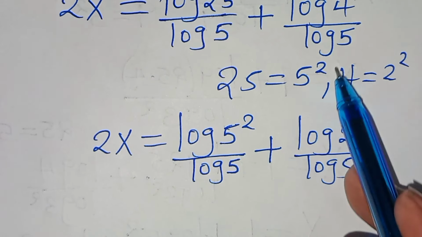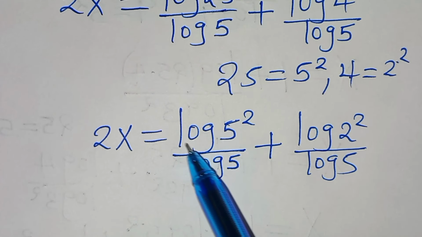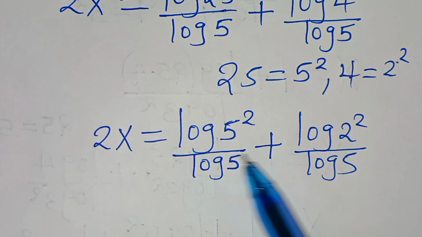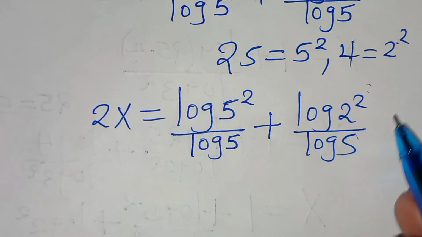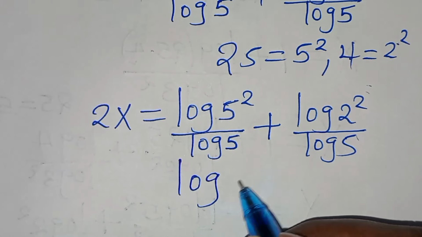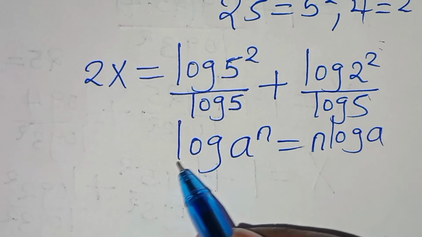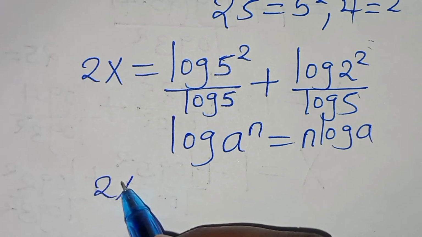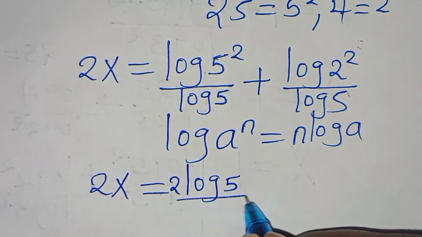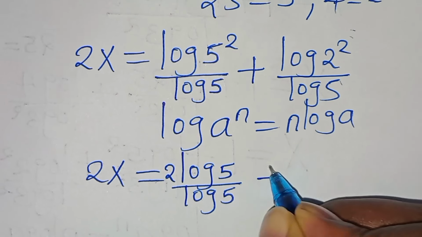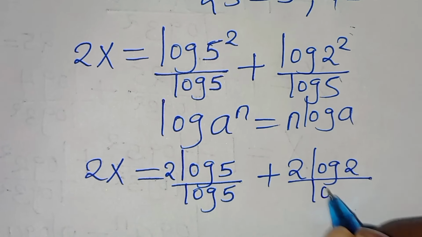Now substituting 25, which is 5 to the power of 2, and 4, which is 2 to the power of 2, then we have 2x is equal to log 5 to the power of 2 divided by log 5 plus log 2 to the power of 2 divided by log 5. So that the next step, we apply the power rule property, that is log a to the power of n. This can be expressed as n log a. Let's apply this property so that now 2x is equal to, this is 2 log 5 divided by log 5, then plus 2 log 2 divided by log 5.